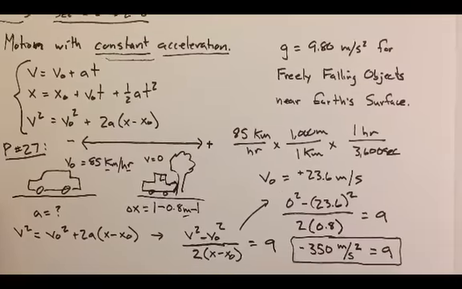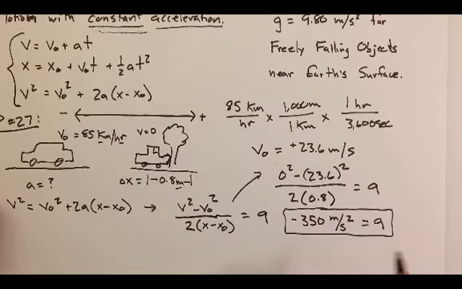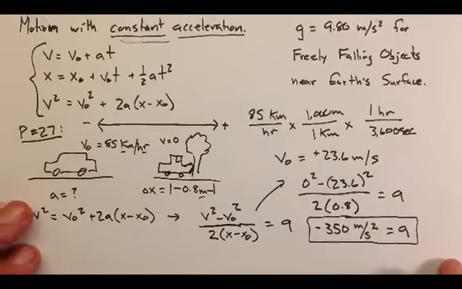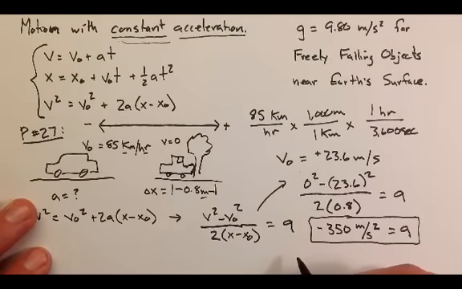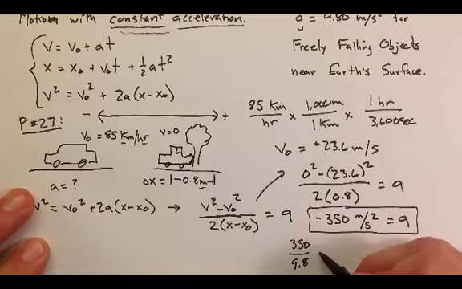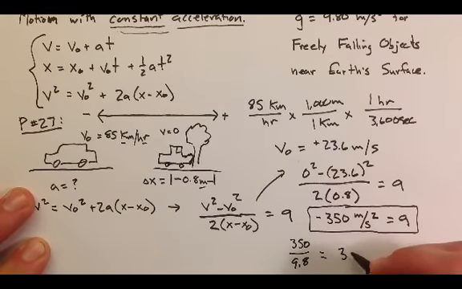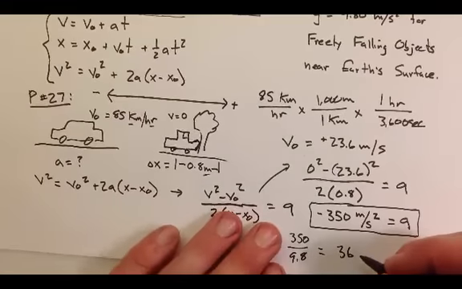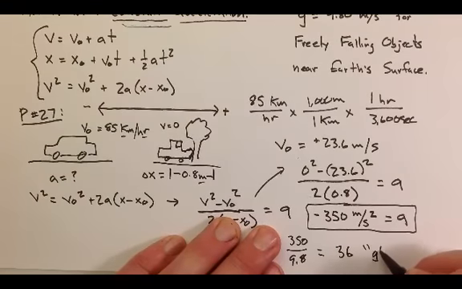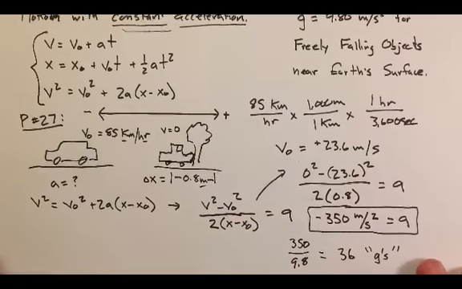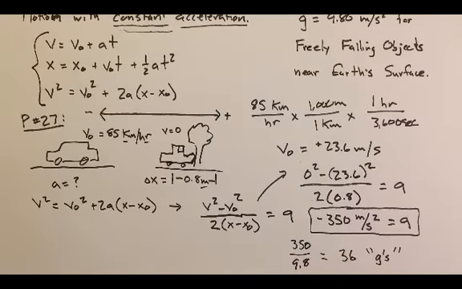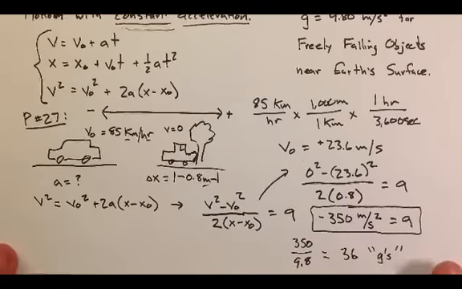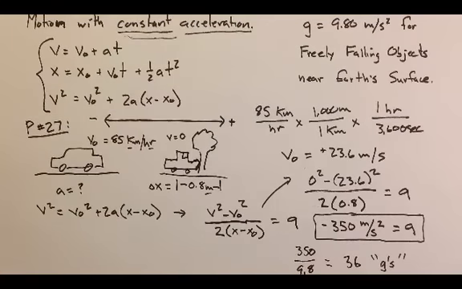The final thing the problem asks us to do here is to express this acceleration in terms of g's, all right? If I take 350 divided by 9.8, better make sure that's on the screen, all right? That would be approximately 36 g's. In other words, the acceleration of this person while they're in the car is 36 times the acceleration of the Earth's gravity.